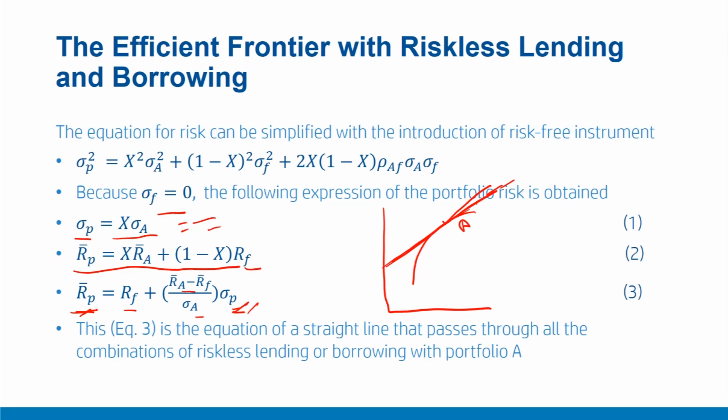This is obtained because the risk of the risk-free instrument, that is sigma f, is equal to 0, and because of that assumption we are able to obtain this very simple expression of expected return and risk of the portfolio. This is a more generic expression.